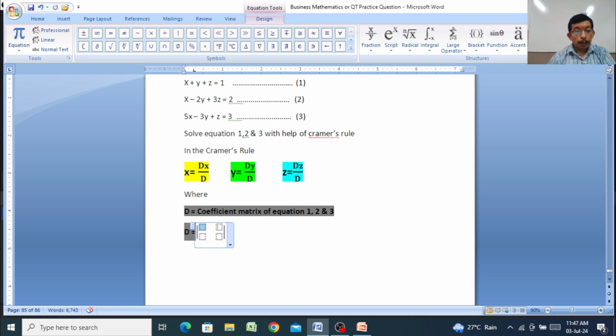The first row: the first coefficient of equation first is x. The coefficient of x is 1. Now the coefficient of y is also 1. The coefficient of z is also 1. The first row coefficient is complete. Now we come in the second row. Second row, the coefficient of x is 1, note down 1. The coefficient of y is -2, note down -2. The coefficient of z is 3, note down 3.